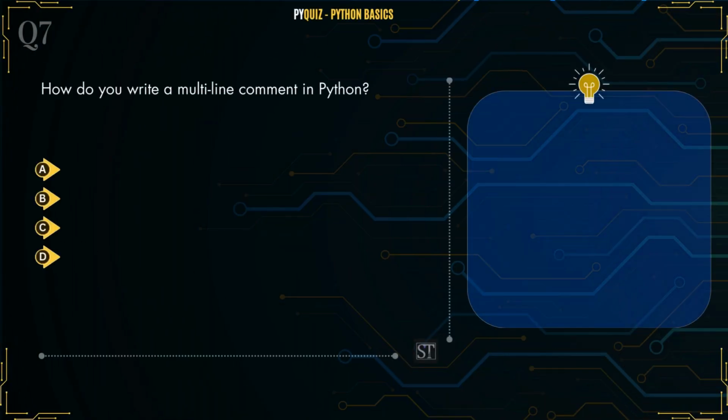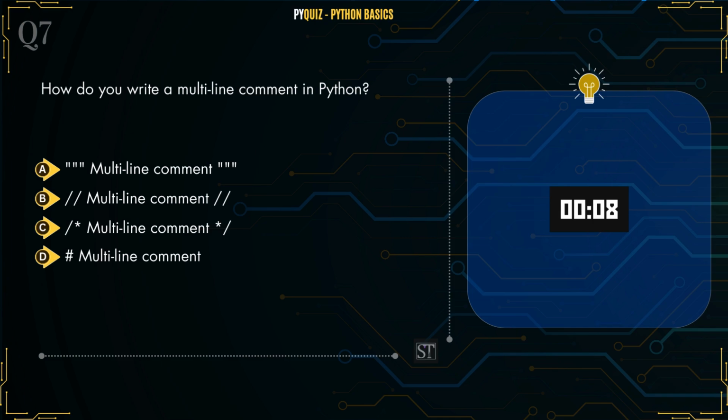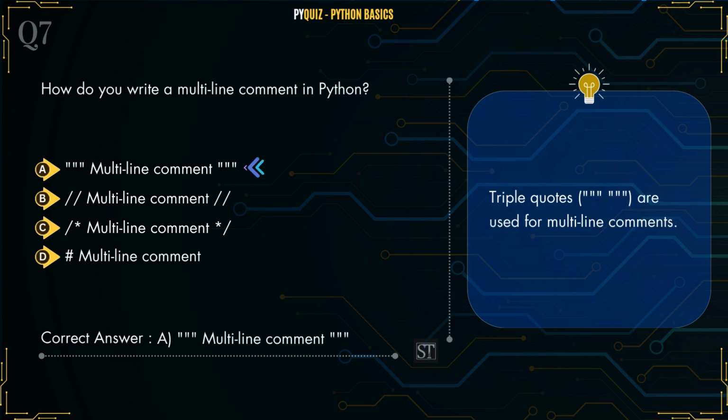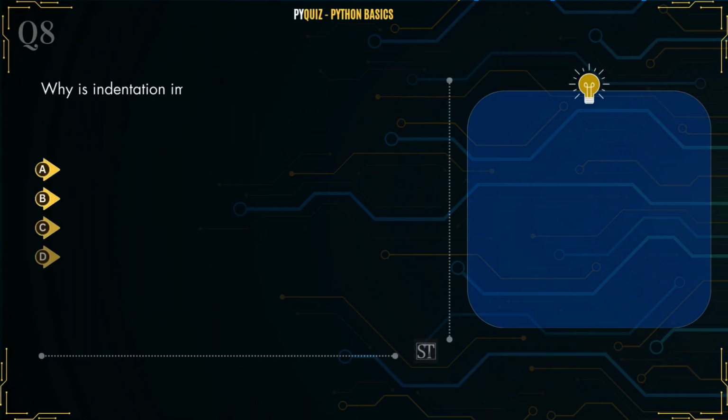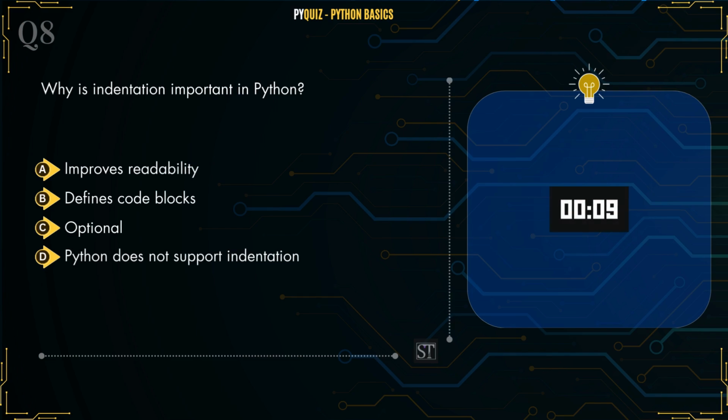How do you write a multi-line comment in Python? The correct answer is A. Why is indentation important in Python? The correct answer is B.